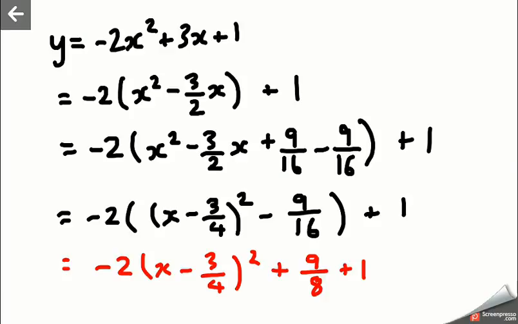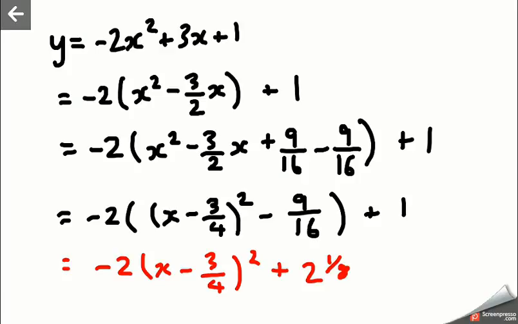plus 1. And so finally, 9 over 8 plus 1 is 2 and 1/8. Because 9 over 8 is actually 1 and 1/8. And then we add 1, we get 2 and 1/8. Okay, let me write this down real fast before I forget it. Negative 2 times x minus 3 over 4 squared plus 2 and 1 over 8.